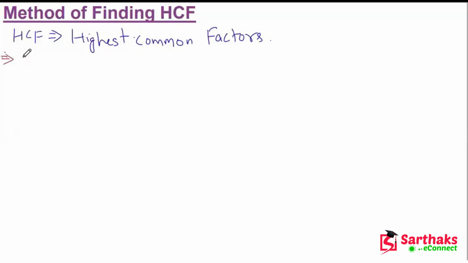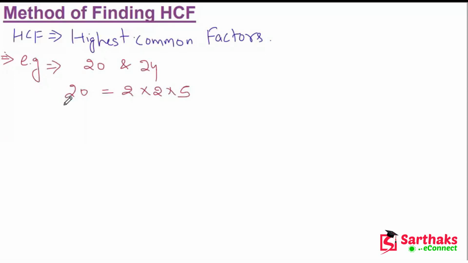The examples are, first of all, we have to find the HCF of 20 and 24. First of all, we have to write the factors of 20. What are the factors of 20? 2 into 2 into 5. You can find the factors of 20 by prime factorization method.